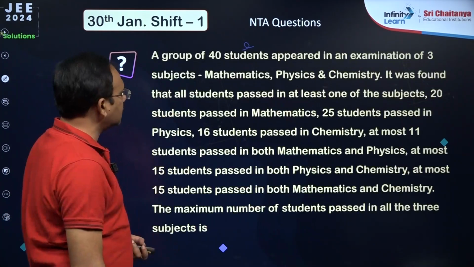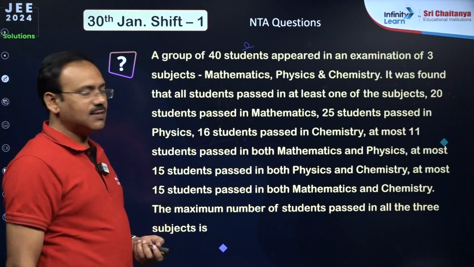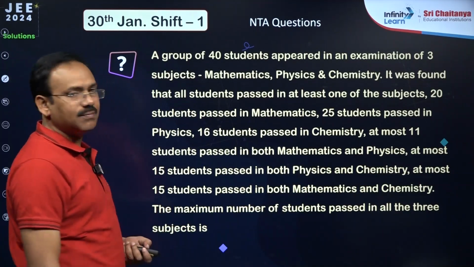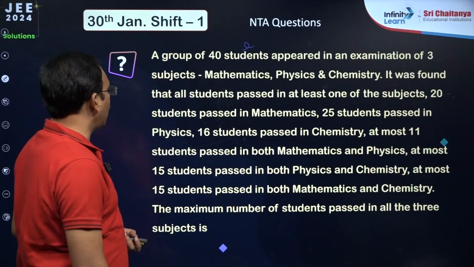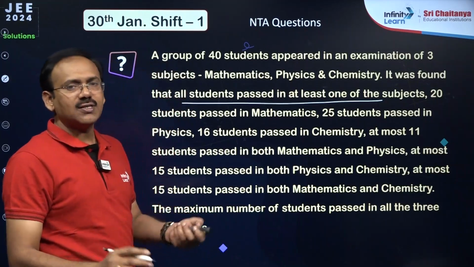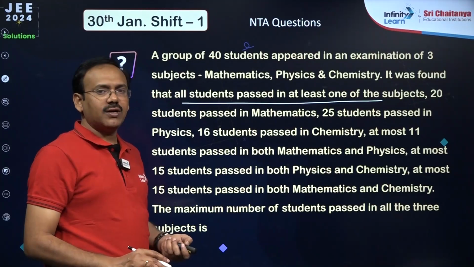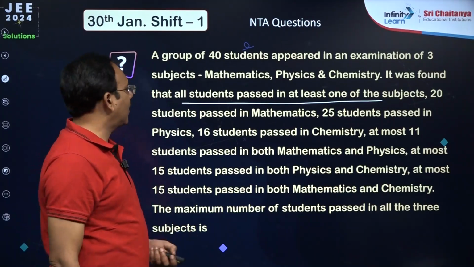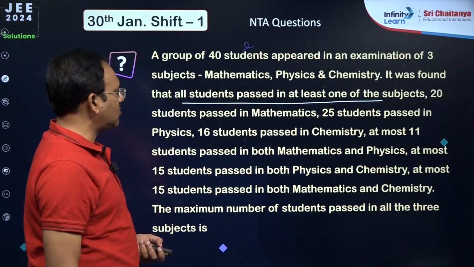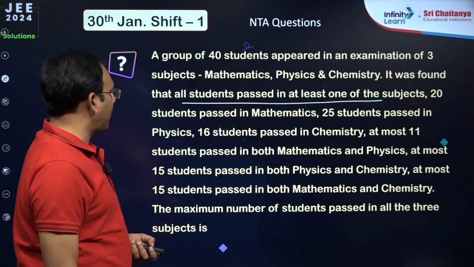That's all. The next, this is the problem related to set theory. These are numerical answer type questions. A group of 40 students appeared in an examination of 3 subjects, math, physics, chemistry. It was found that all students passed in at least one of the subjects. That means no students are outside of this. So, that means there are no students who failed in all the 3 subjects. Okay. So, 20 students passed in math, 20 in physics, 16 in chemistry. You see, many students passed in math. Okay. At most 11 students passed.